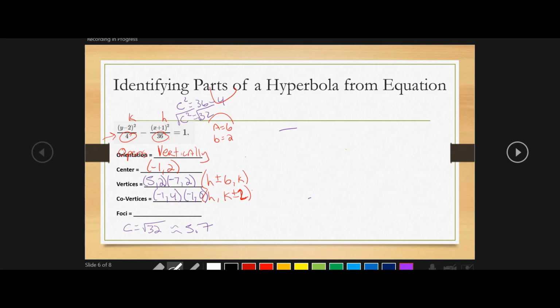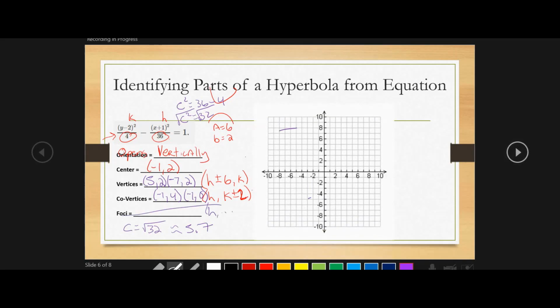Alrighty, so the focus is going to be, in this case, because it is vertical, that would affect the H, etc. But again, I don't really care about the focus. I'm not even going to stress about that. Let's graph. So for this one, again, we're going to start with the center. And our center is -1, 2.